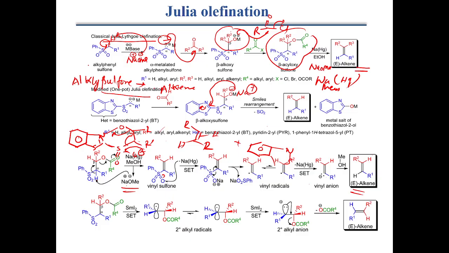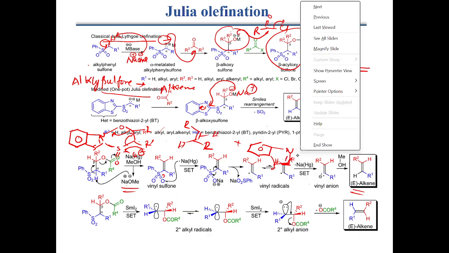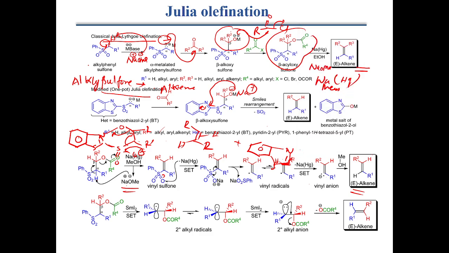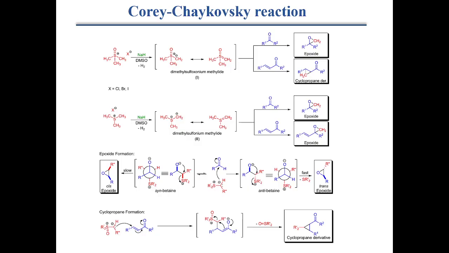Present sulfur. There is a double bond. Yes. So after sulfur elimination, we will get the metal salt, benzothiazole, and this alkene. So this is the modified Julia elimination reaction. This happened after the sulfur elimination and Smiles rearrangement. So this rearrangement is called Smiles rearrangement. So this is the modified Julia elimination.